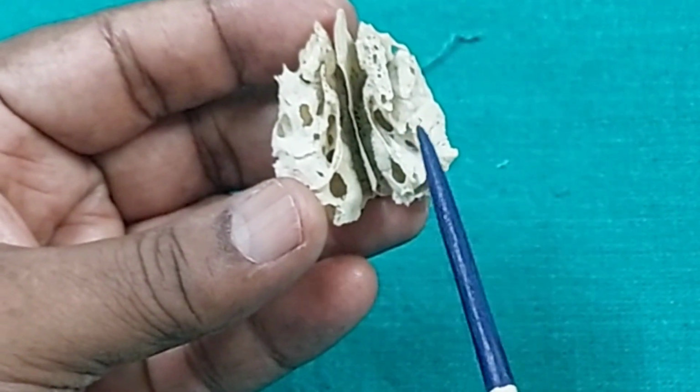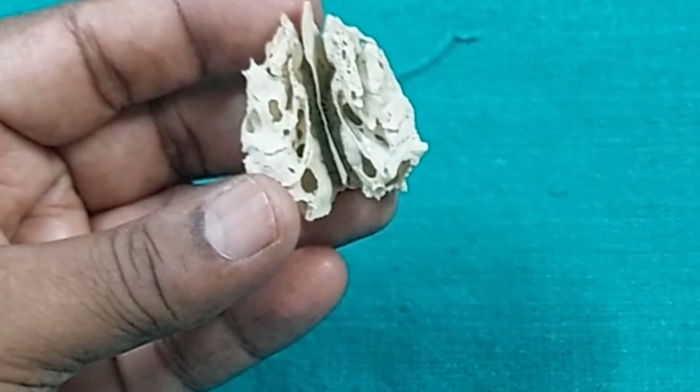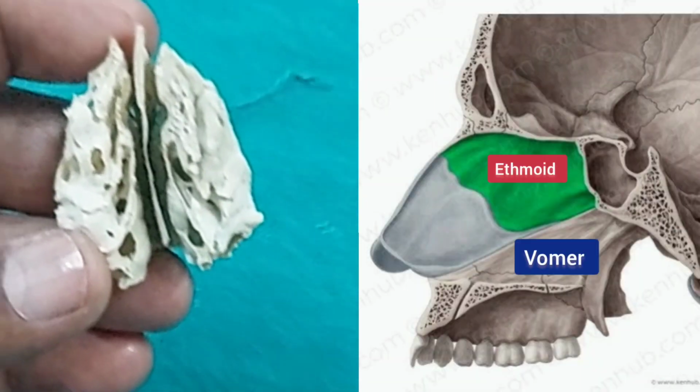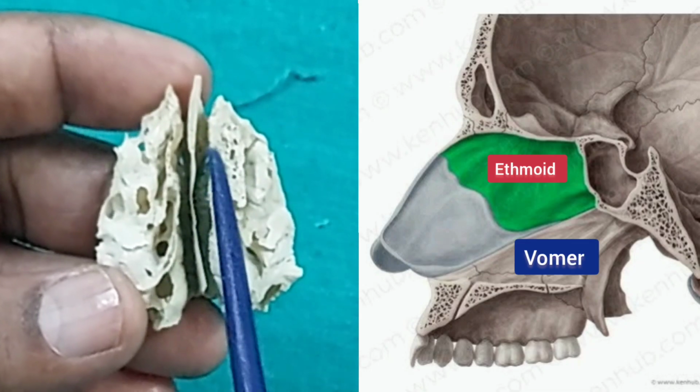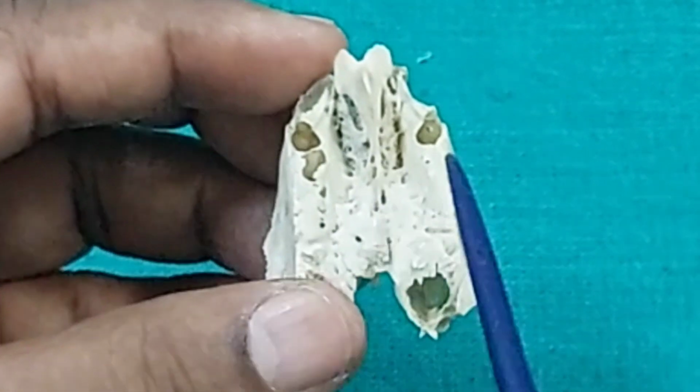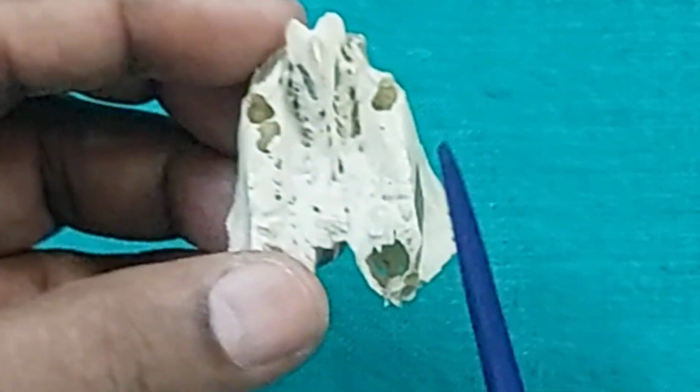The nasal septum is formed mainly by two bones, one is the ethmoid and one is the vomer. This perpendicular plate of the ethmoid forms the upper and anterior part of the nasal septum. The lower and posterior part of the nasal septum is formed by the vomer. Then come to the labyrinth. These two lateral masses are called the labyrinth.